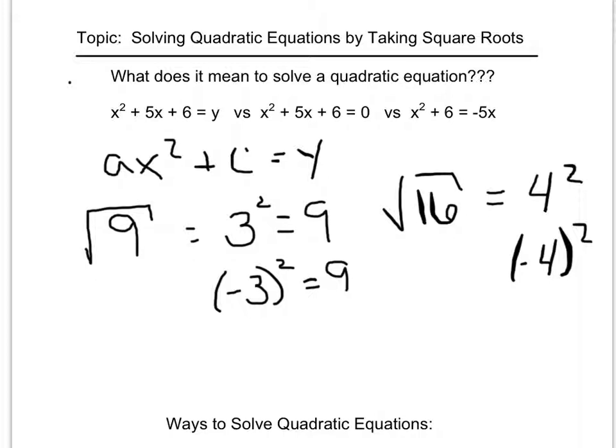For that reason, whenever we take the square roots of two sides of an equation, we're always going to remember to get both a plus and a negative answer.